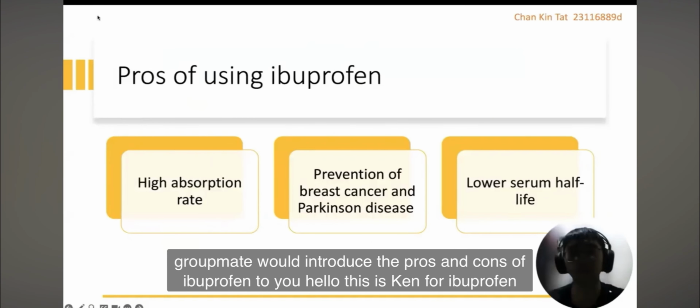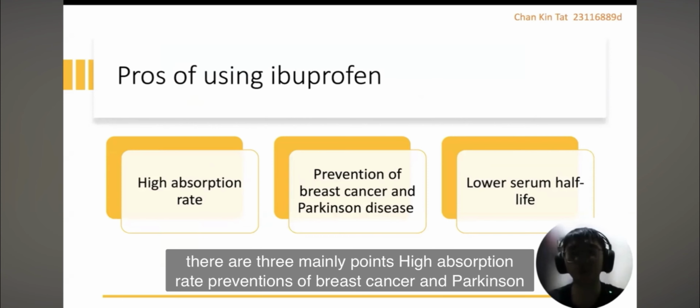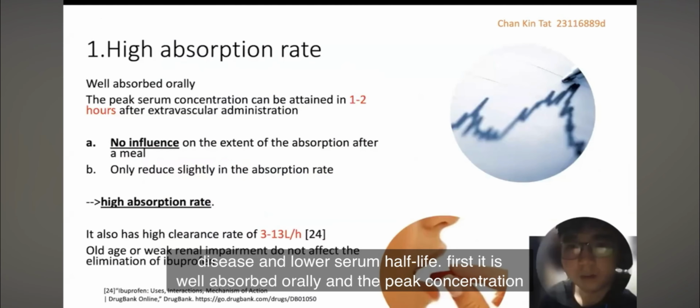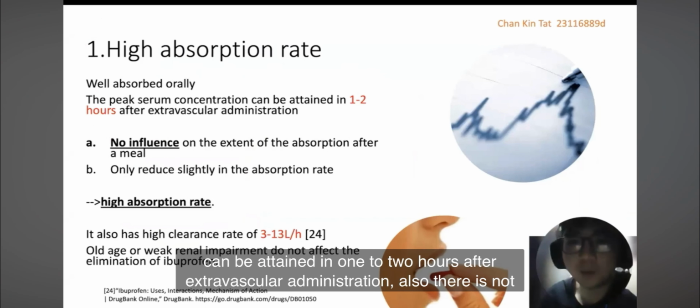Hello, it's Ken. For ibuprofen, there are three main points: high absorption rate, prevention of breast cancer and Parkinson's disease, and lower serum half-life. First, the absorption is rapid, and the peak plasma concentration can be attained in 1 to 2 hours after extravascular administration.